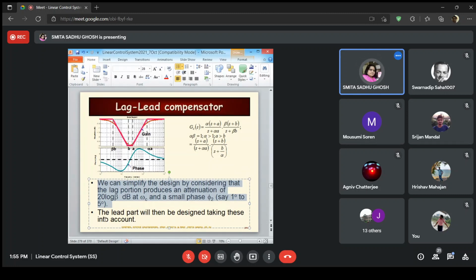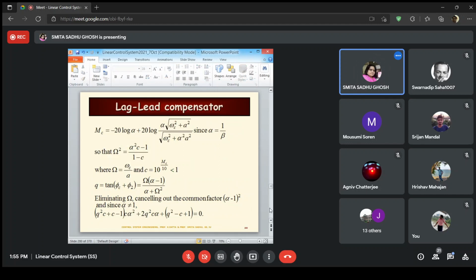So basically, what is done is that the lead part is designed first, and designed in such a way that even if we get some small amount of phase lag from the lag portion of the compensator, it is ultimately going to keep our phase margin at the desired value.